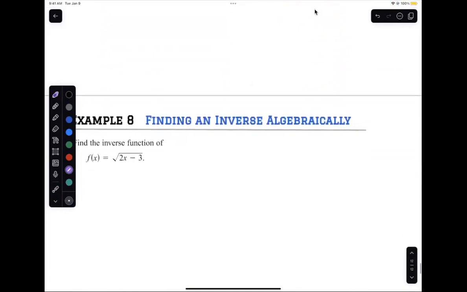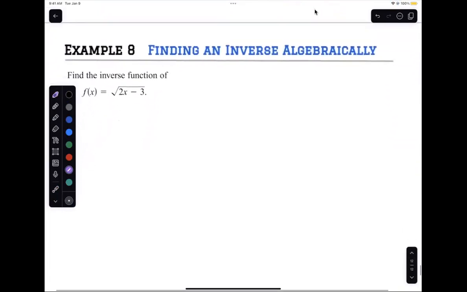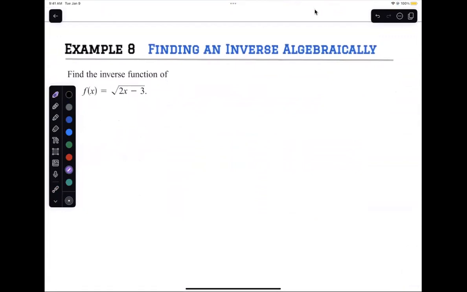All right, last example. Find the inverse function of f of x is equal to the square root of 2x minus 3. So this one's going to start off the same. Replace f of x with y. Switch x and y. So you're going to have x is equal to the square root of 2y minus 3. So if I want to solve for y, I need to square both sides to get rid of the radical.